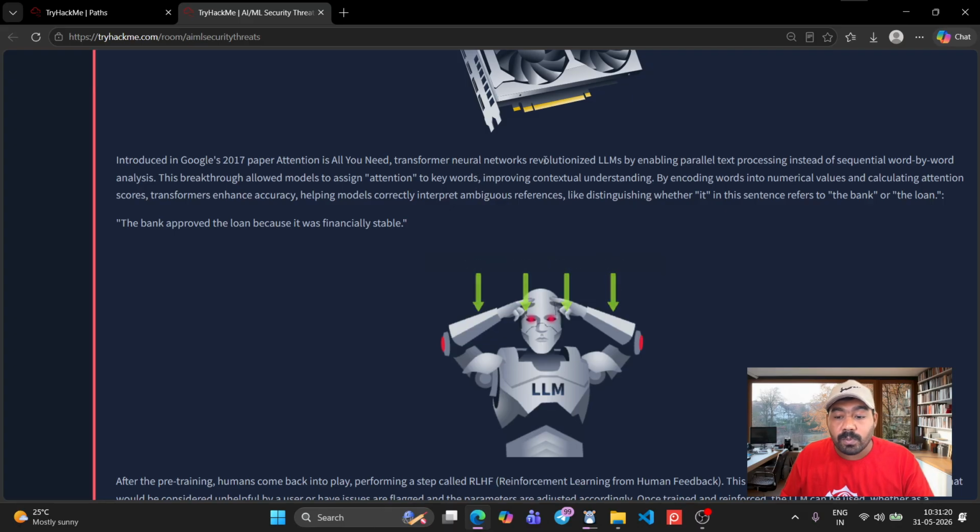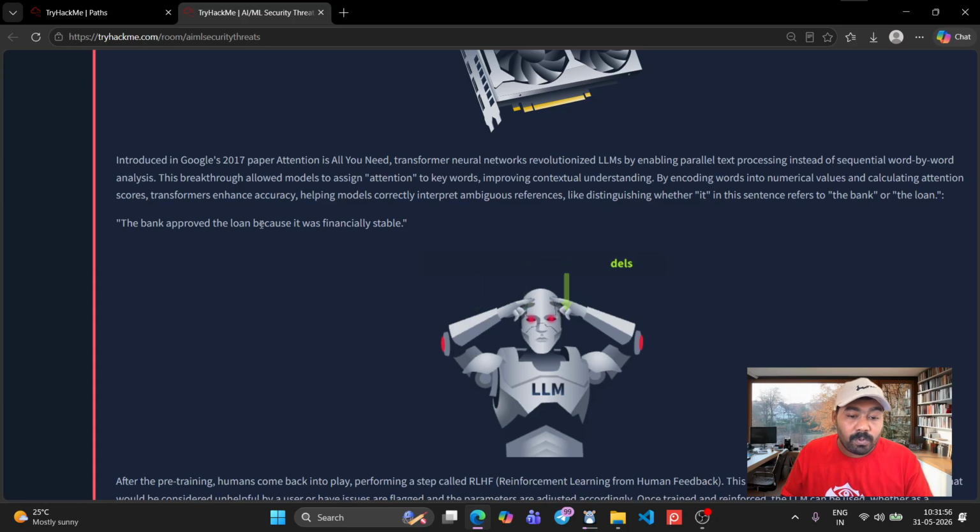The transformer neural network revolutionized LLMs by enabling parallel text processing instead of sequential word-by-word analysis. This breakthrough allowed the model to assign attention to keywords, improving contextual understanding. By encoding words into numerical values and calculating attention scores, transformers enhance accuracy, helping models correctly interpret ambiguous references, like distinguishing whether "it" in the sentence refers to the bank or the loan.